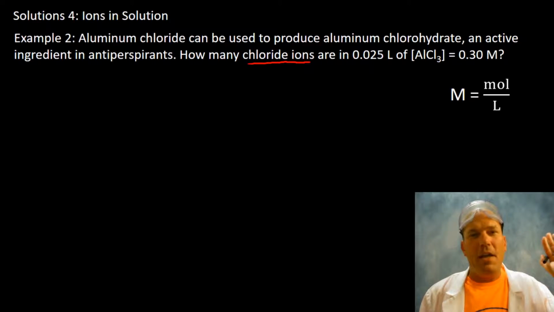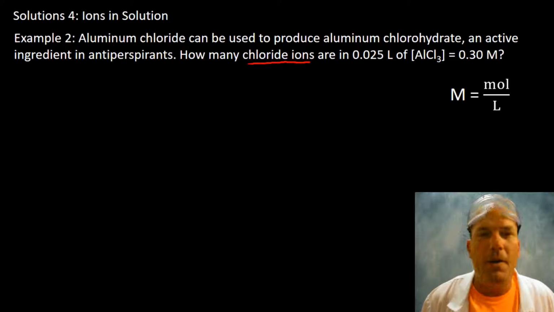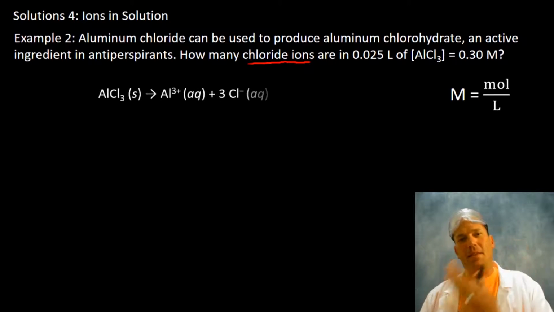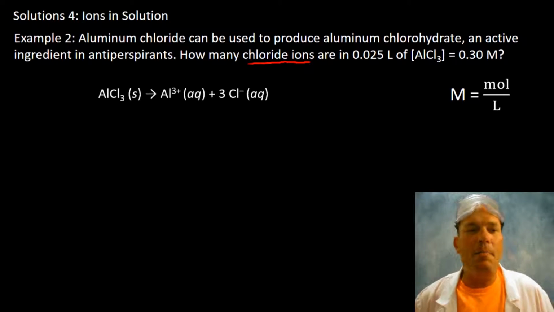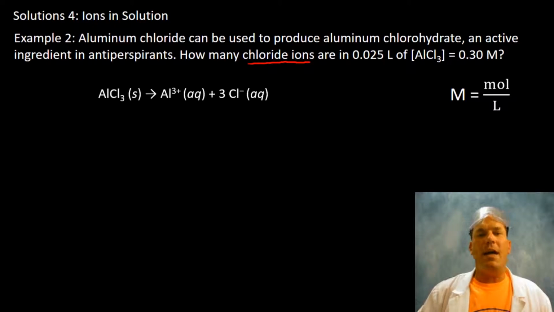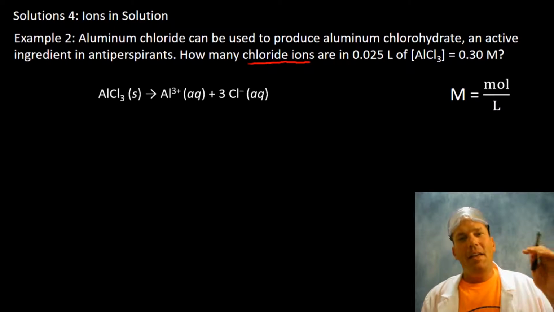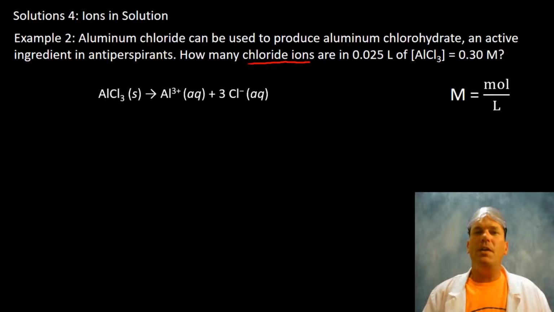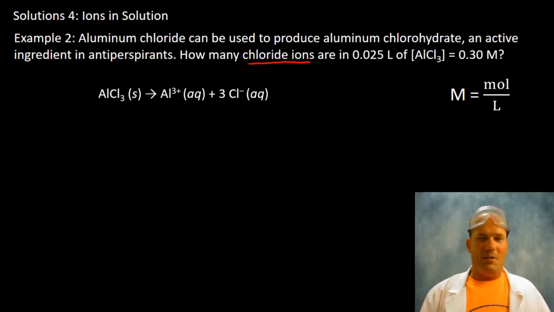Pause the video and write the dissociation equation for aluminum chloride in water. And you should get this, where we're showing that 1 mole of the parent compound yields 1 mole of the aluminum cation and 3 moles of the chloride anion. Now we can move on to some stoichiometry and some dimensional analysis.